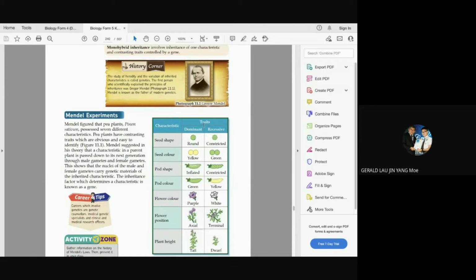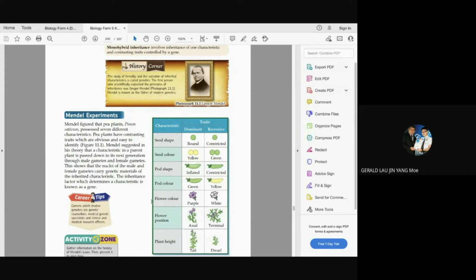Now, what is a trait? What is a characteristic? What is dominant? What is recessive? Later we'll have a look. So he found that seed shape round is dominant, constricted is recessive, seed color yellow is dominant, green is recessive, and all those. You can read them yourself here.